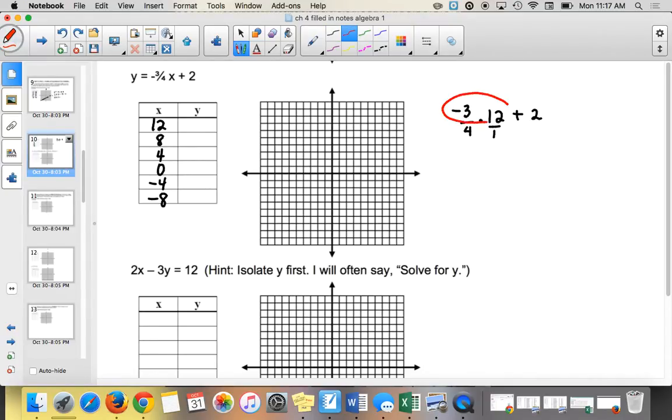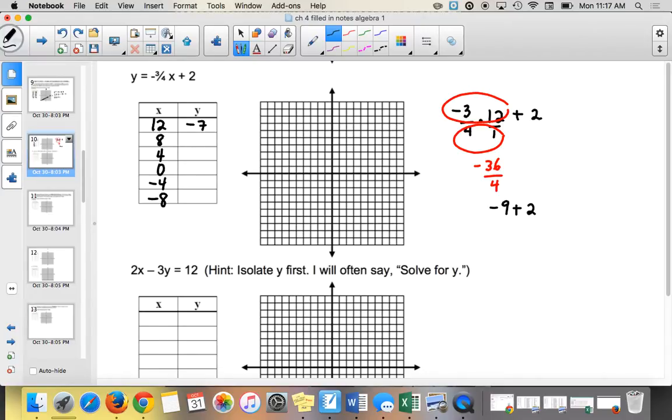You could just multiply across the top and multiply across the bottom and reduce. You'd have -36 over 4. -36 over 4 is -9, and then adding the 2, what do we get? -7, exactly. And if this is a line, there's probably going to be a pattern, so hopefully we'll see the pattern after a couple.